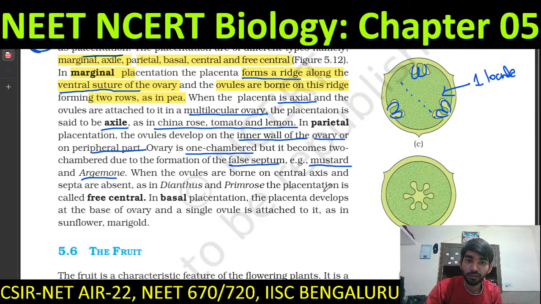And when the ovules are borne on the central axis, here this is the central axis, again quite similar to axial placentation, but here there is only one locule, so there is no dividing of the ovary into multiple chambers. On the central axis and the septa are absent, so this is very important. When the septa are absent and the ovules are borne on the central axis, then it is called free central. Examples are dianthus and primrose.